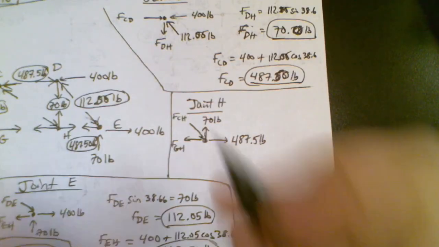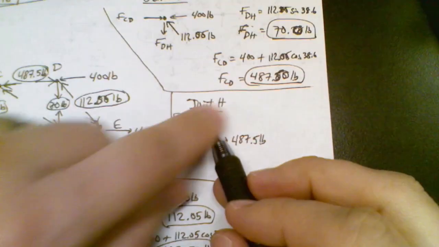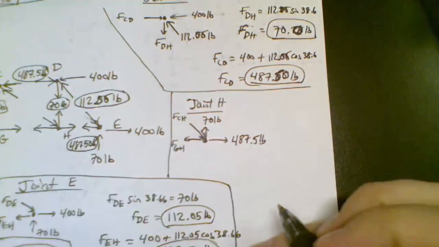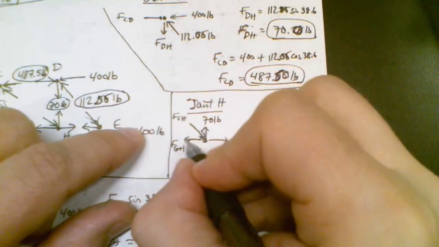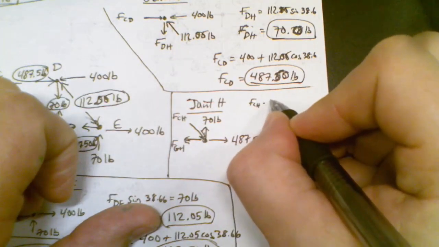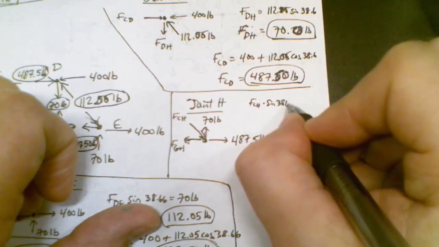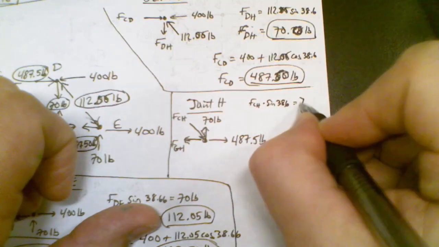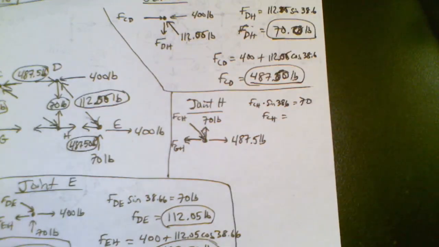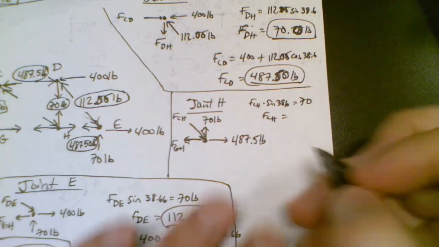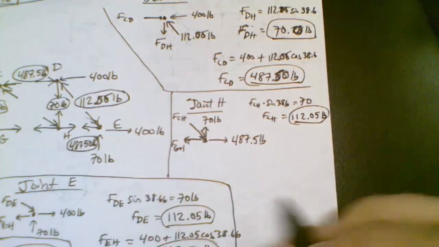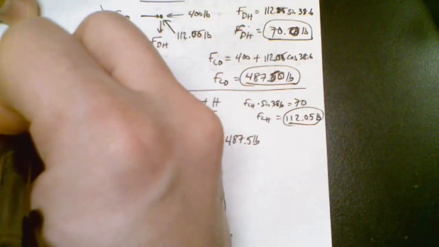All right, so for this one, FCH, this diagonal here, it's a down force, and it's only being fought by that up force. So it's down and right, so I'm going to go with FCH times sine equals 70. And FCH must equal 70 divided by sine of 38.66. And we get another 112.05. So that's the other diagonal, 112.05.